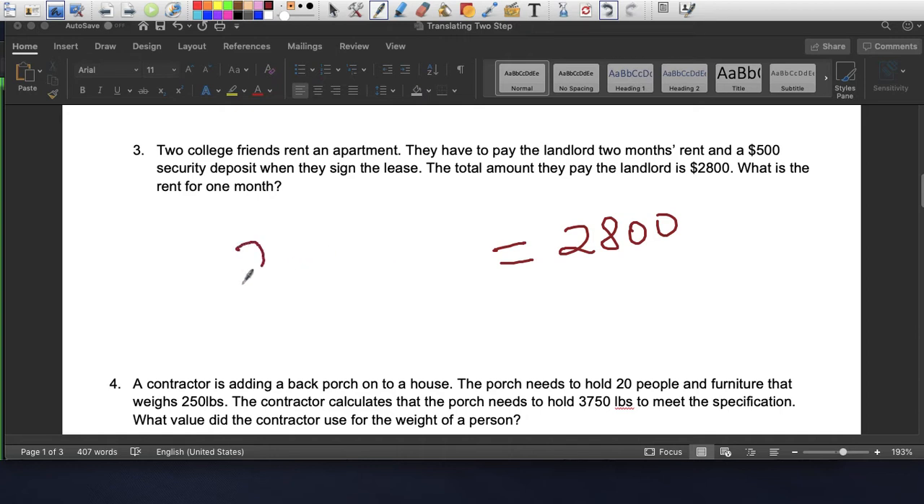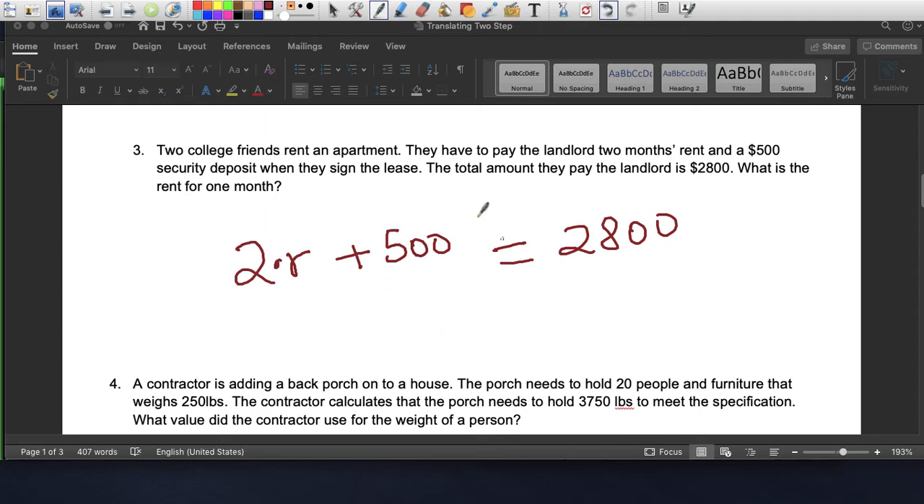So they're going to pay 2 months of rent, and plus they're also going to give a $500 security deposit. The security deposit is just in case you break something or the landlord has to replace something after you leave, so that covers whatever damages you may incur.